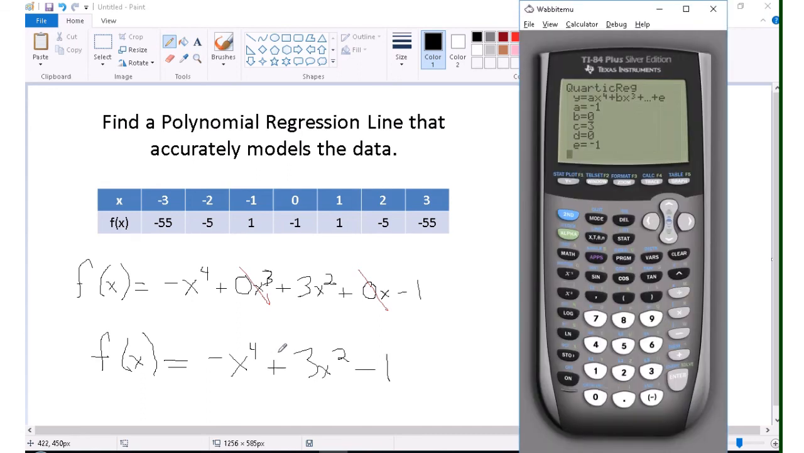So let's just check this and see if this actually follows pretty well with my points. So I'm going to put in negative x to the fourth plus 3x squared minus 1, and let's just graph that on top of my points. Yeah, and you see that fits very nicely. It's kind of hard to tell right here, but the curve should be going exactly through these points. So there you go. That's an example of graphing a quartic.